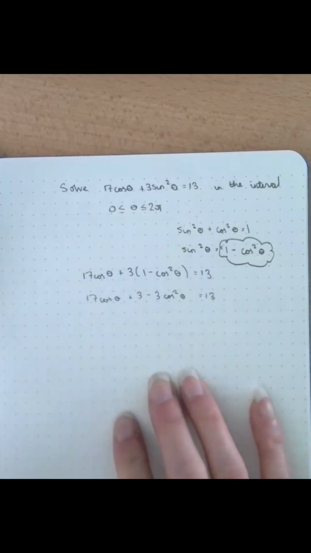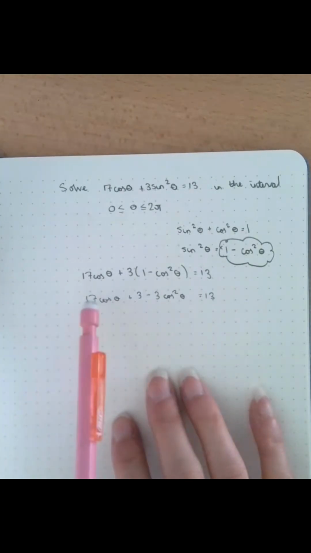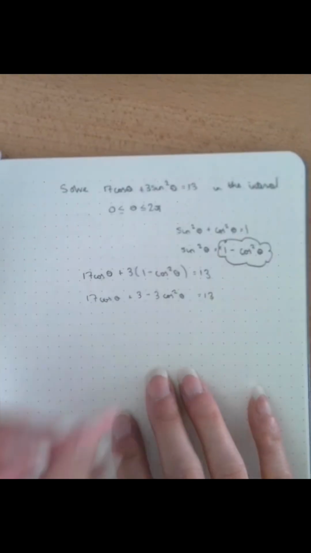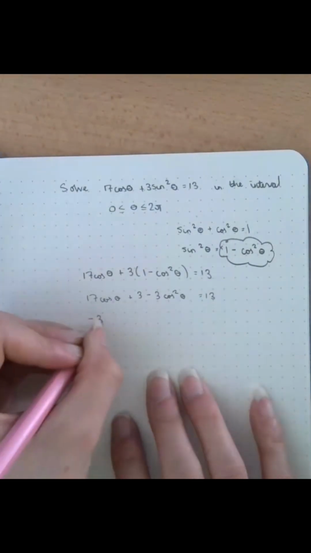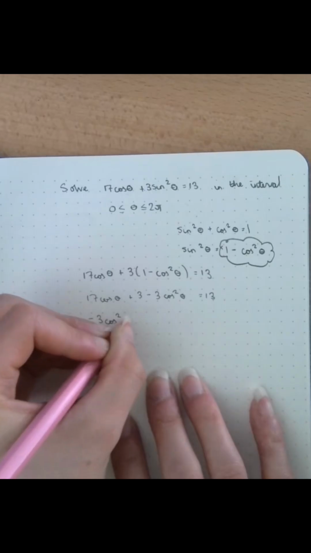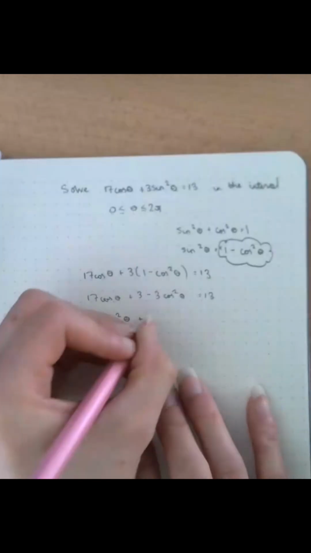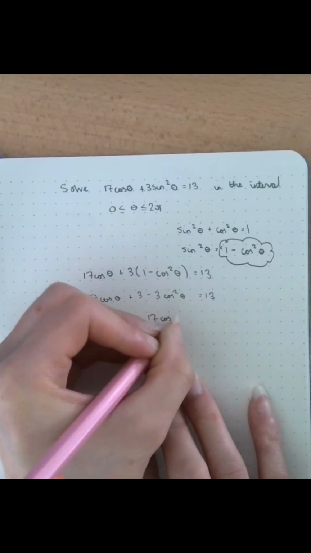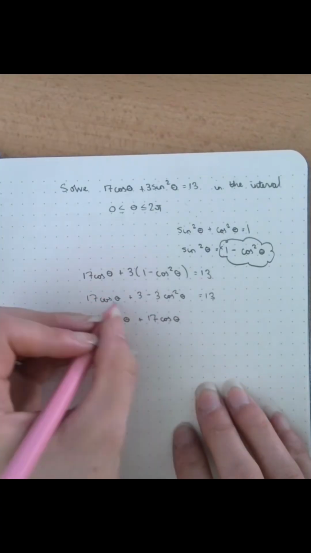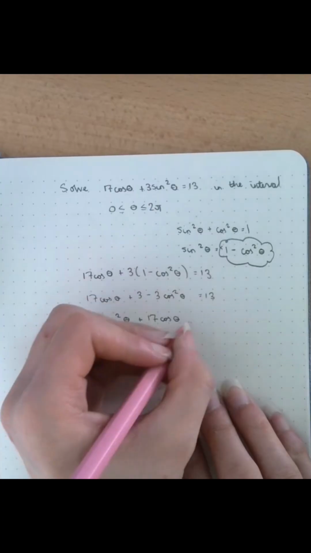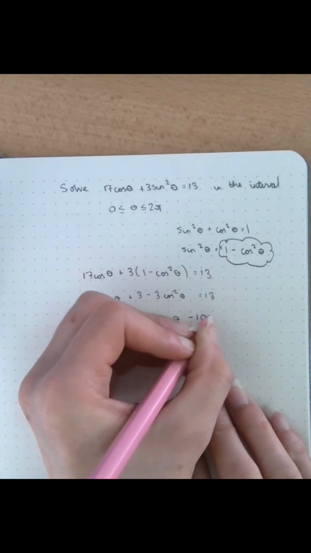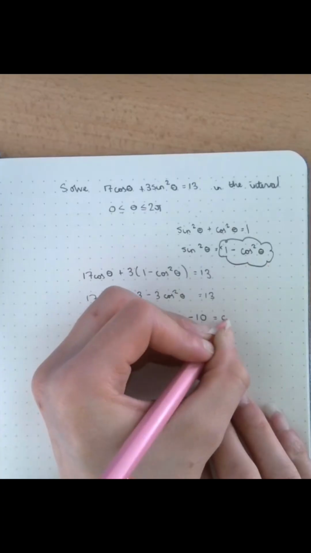And then I'm going to put it in the form of a quadratic, because I can see that I've got a cos squared theta, I've got a cos theta, and I've got some numbers. So I'm just going to put the minus 3 cos squared theta here, and then I'm going to put the plus 17 cos theta, and then I've got my plus 3, and then I have to minus that 13 across, so that'll give me minus 10 is equal to 0.